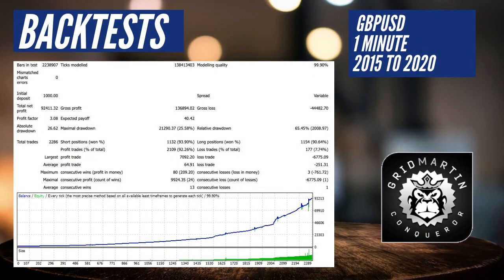So this is the pound dollar on the 1 minute time frame, testing from 2015 to 2020, starting with an initial $1,000. You can see it took 2,286 trades in the 5 years, and it finished up at $92,000, which is a pretty amazing result. The equity growth curve is an exponential growth chart. It's not only a grid martingale system, but it's also scaling into positions as the account is getting larger and larger. And you can see an average of 13 consecutive wins with 1 consecutive loss.